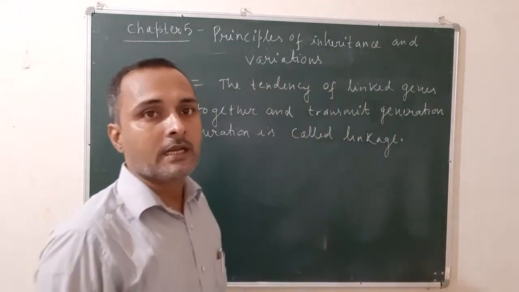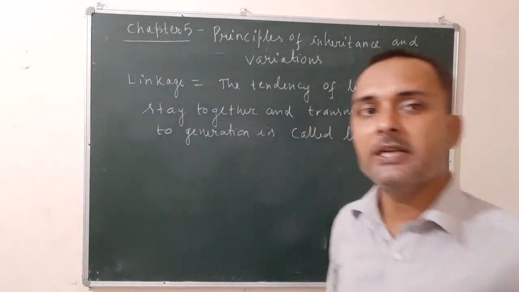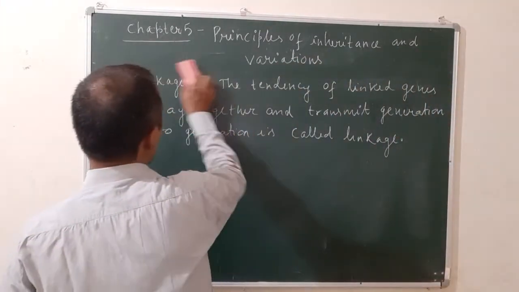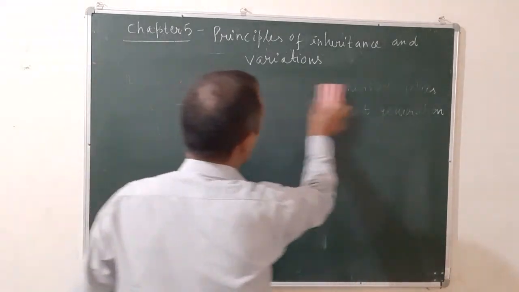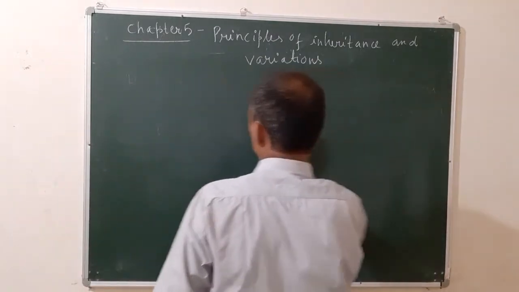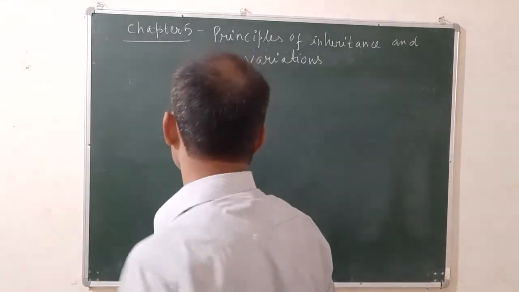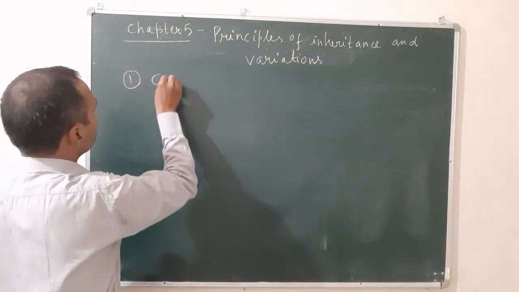Now let us see, there are two types of linkage: complete linkage and incomplete linkage. So linkage is of two types. The first one is known as complete linkage and the other one is known as incomplete linkage. So let us see types of linkage. The first one, complete linkage.